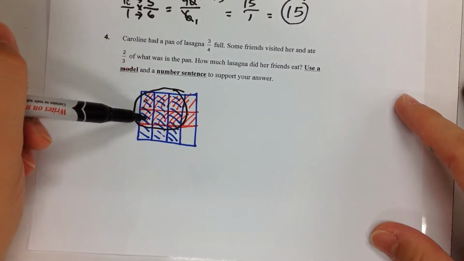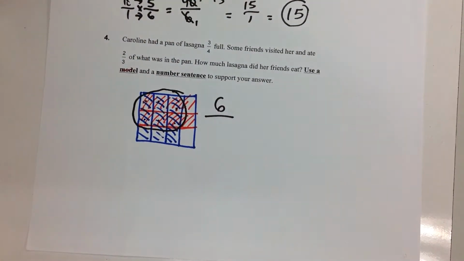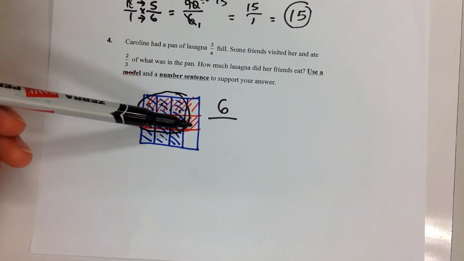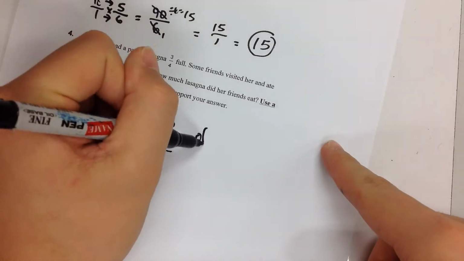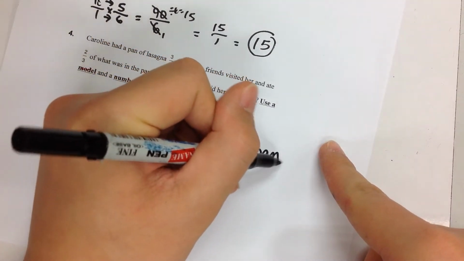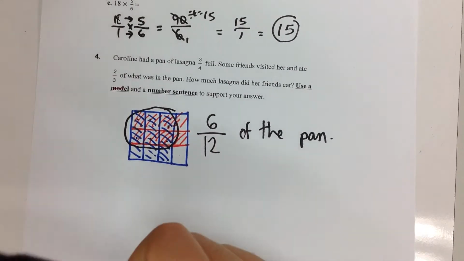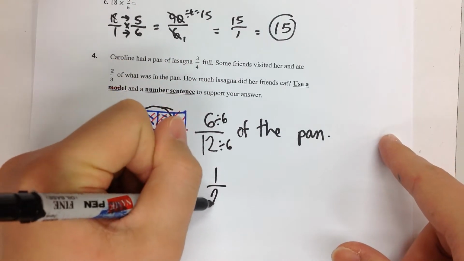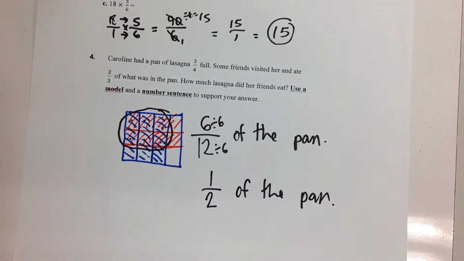And we'll see that there are 1, 2, 3, 4, 5, 6 slices out of, we need to find the total number of slices that would have been in this lasagna pan had we cut it like that. So that means there are 1, 2, 3, 4, 5, 6, 7, 8, 9, 10, 11, 12. That's 6 out of 12 slices, or 6/12 of the pan. But I'm not done, because 6/12 can be simplified. My common factor is 6. So it's actually 1/2 of the pan, which is my final answer.